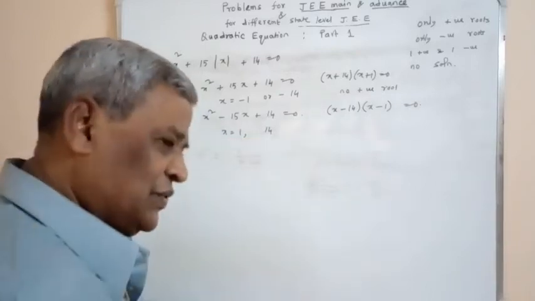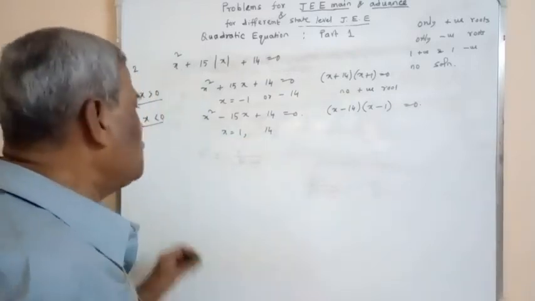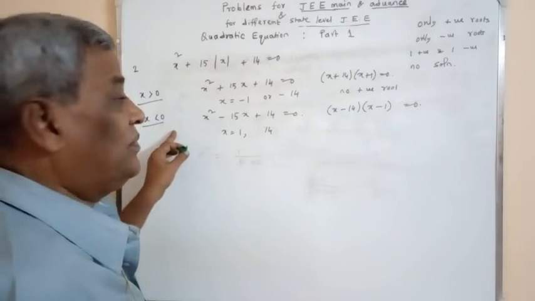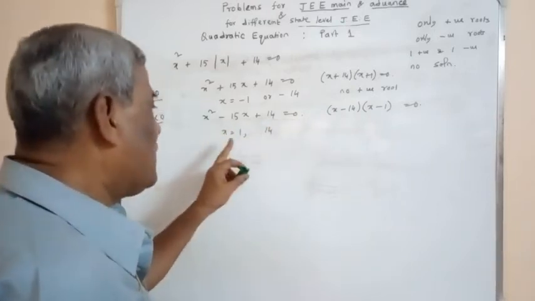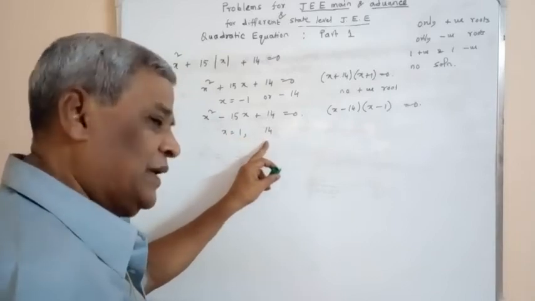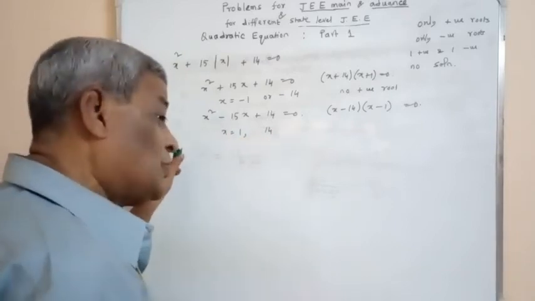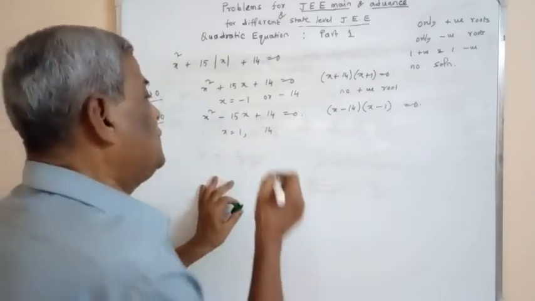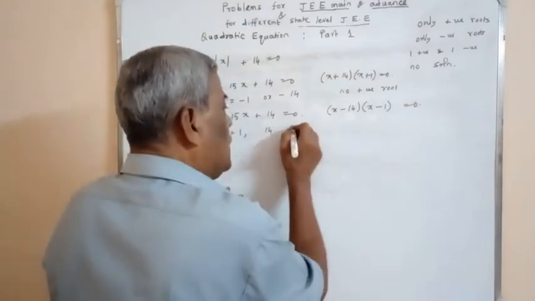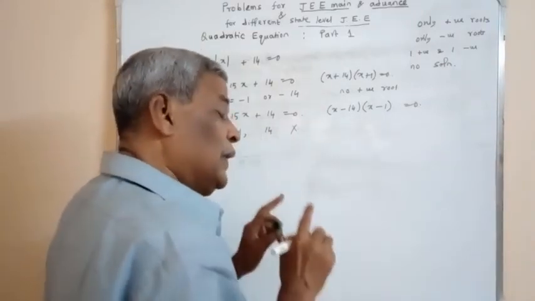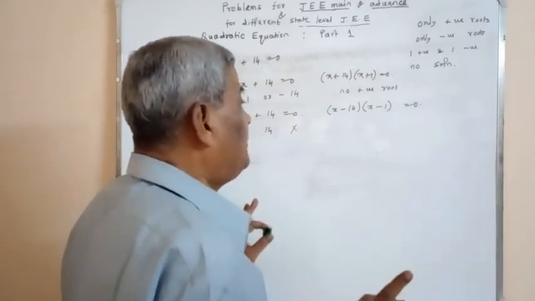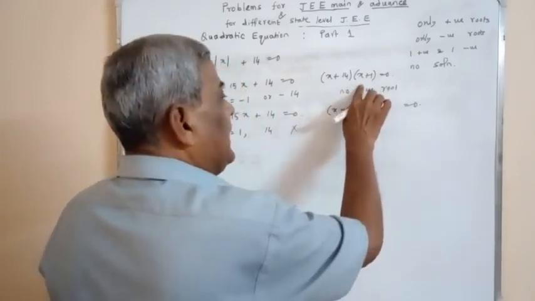But you see, we have assumed here x must be negative. That's why the equation becomes that. But our roots are 1 and 14. Both are positive, not negative. So these also are not admissible. So it has no negative root also.